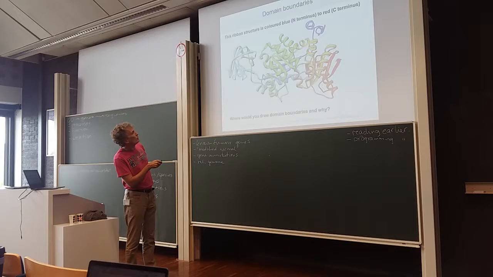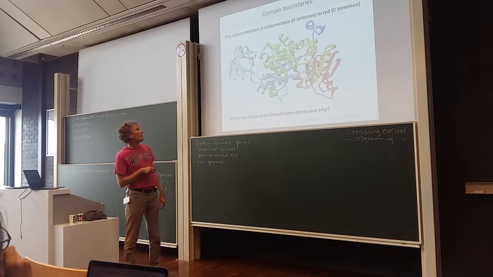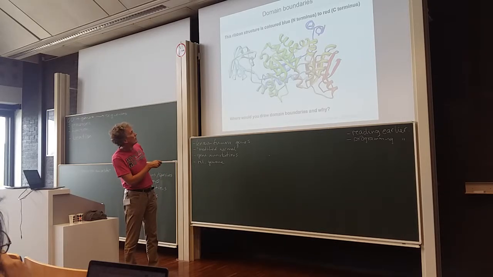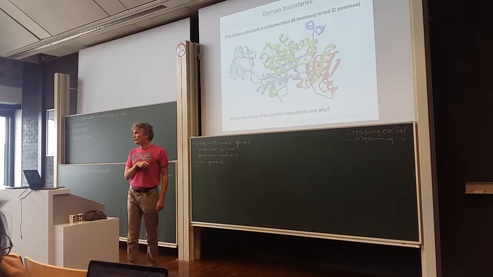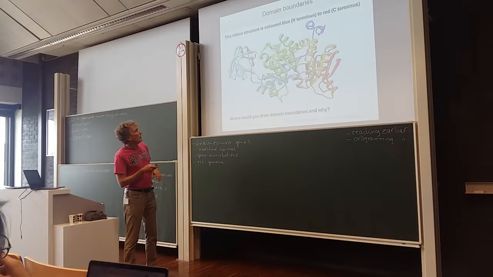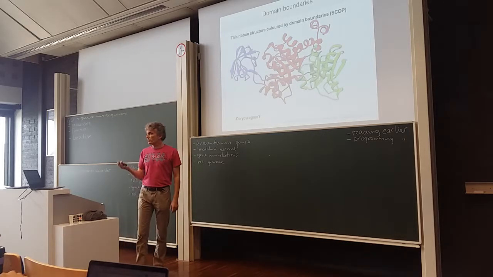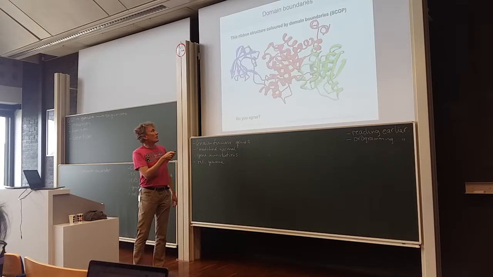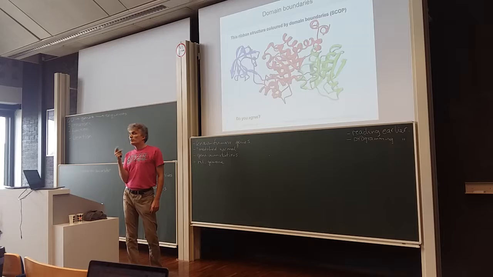Like 1, 2, 3 in the back, and then 1 in front, and then something like that? Yeah, well, if you look at the structure, there's clearly this one domain, right? This is separate from the rest. So there's at least 2. If you look in SCOP, which is a structure database, this is how it's annotated in domain boundaries. There's 3 domains here. Okay?